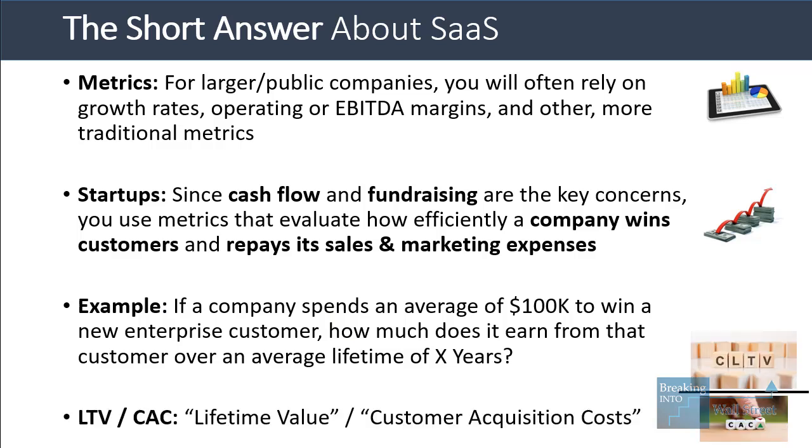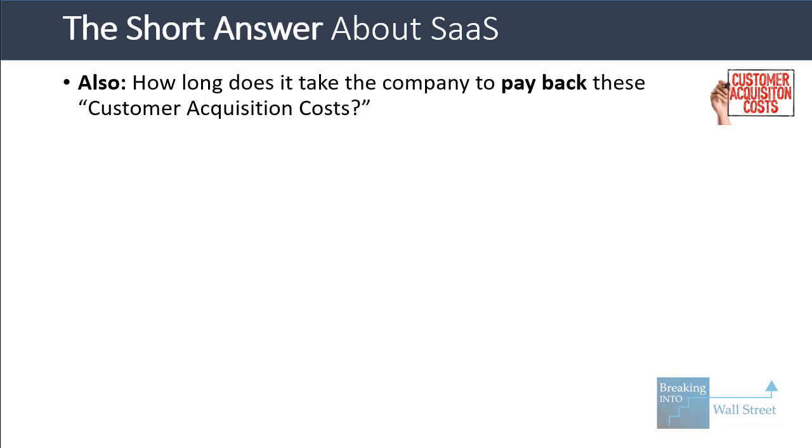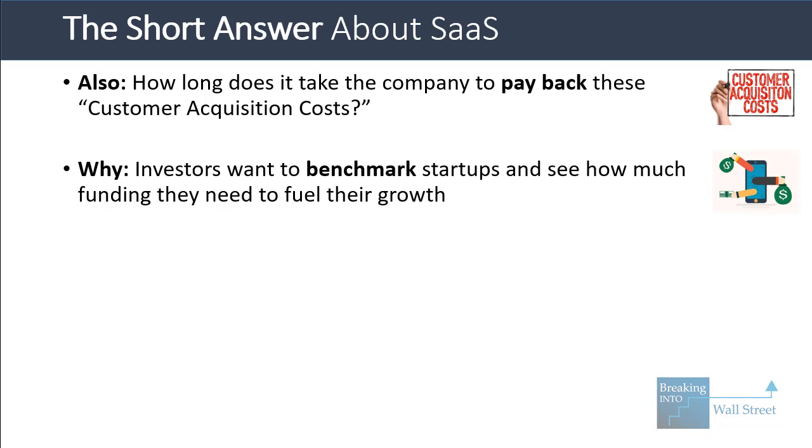This specific metric is called the LTV to CAC ratio, or lifetime value divided by customer acquisition costs, and it means pretty much what it sounds like. You evaluate approximately how much the average customer is worth to the business, and then you divide by the initial amount that was spent to acquire this customer in the form of paid advertising, sales representatives, marketing staff, sales commissions, travel expenses required to win the customer, anything like that goes in the denominator here for the customer acquisition costs. You also think about points like how long it takes the company to pay back these customer acquisition costs. Investors want to benchmark startups and see how much funding they actually need to fuel their growth.